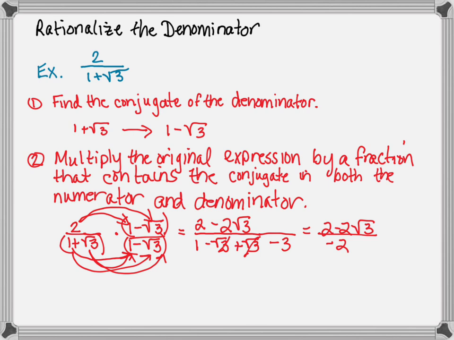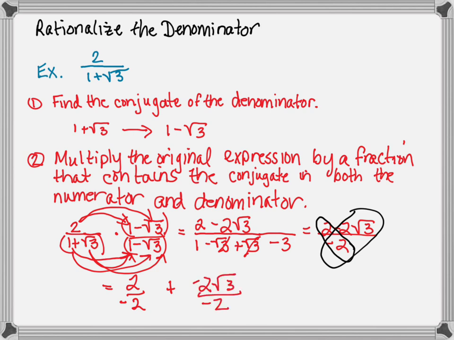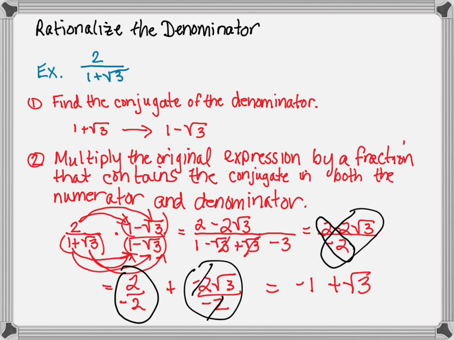And let's simplify this. To simplify this, I'm going to separate it, so I'll have 2 over negative 2 plus negative 2 radical 3 over negative 2. And now we can simplify it a little bit more easily. 2 over negative 2 simplifies to negative 1. And in the second fraction, the negative 2's cancel, and we have plus radical 3. So a different form of our original expression, 2 over 1 plus radical 3, is negative 1 plus radical 3. That's called rationalizing the denominator. So we no longer have a radical in our denominator.